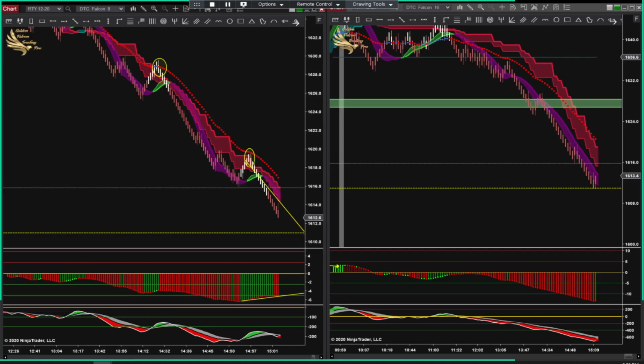How do we set up targets? When you click the button, it'll set up a 2.2 target. That's a great target.